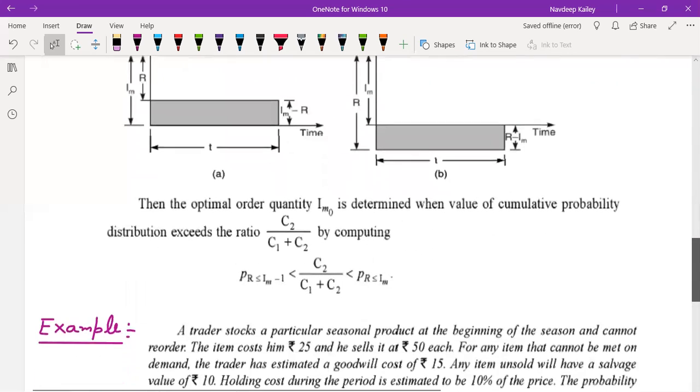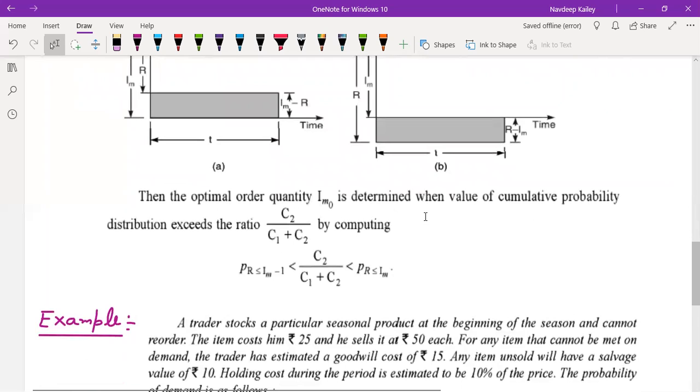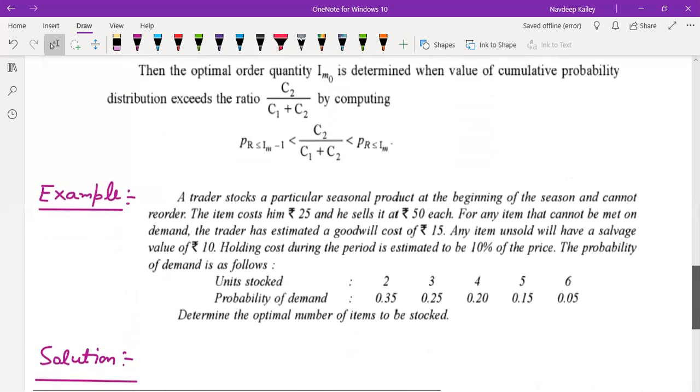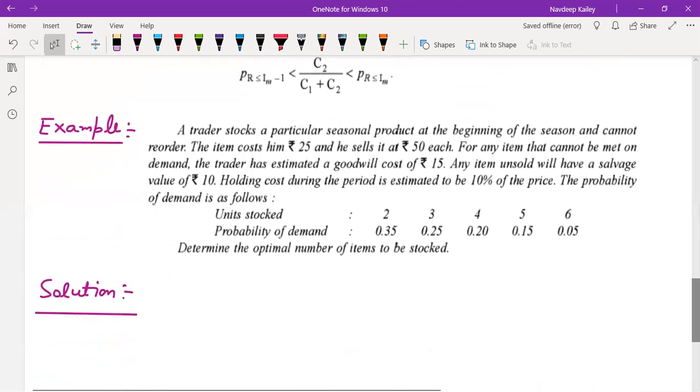Now, the optimum order quantity is determined when the value of the cumulative probability distribution exceeds this ratio, and it is computed by this formula. Now, to clearly understand this model, let us consider one example.